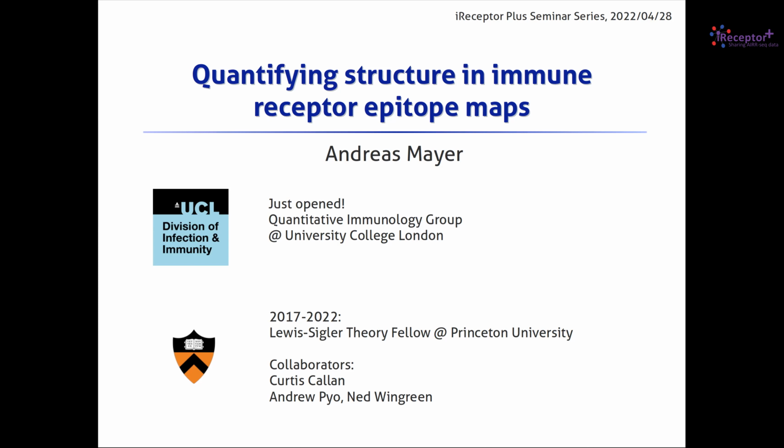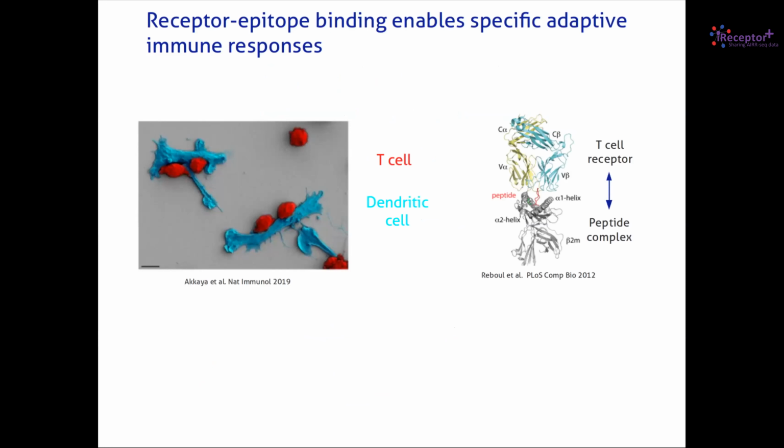The previous talk has nicely set up a lot of what I'll be describing in this talk, in the sense that this talk is also going to be about antigen specificity, but here in the context of T cells. As we've already seen, receptor-epitope binding is the key that enables the adaptive immune system to respond specifically to different kinds of targets. Very schematically, T cells interact with antigen presenting cells specifically via a transmembrane receptor, the T cell receptor, that interacts with a peptide MHC complex presented on the surface of these antigen presenting cells.